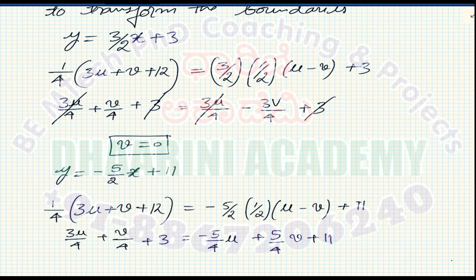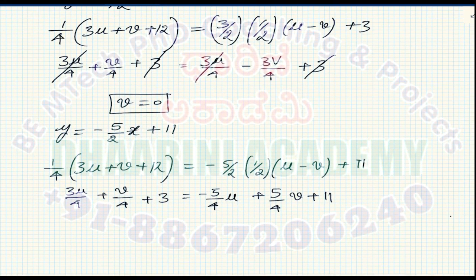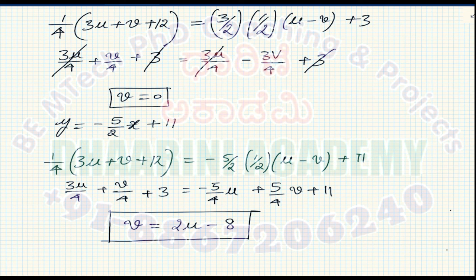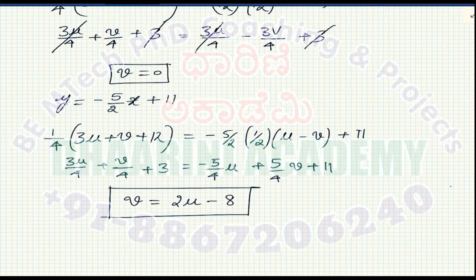Okay, so let us simplify this now. How many v do we have? 5 by 4v minus 1 by 4v, which means it is just v. I'll keep v on one side and move all the other terms to the other side. How many u's do I have? 3 by 4u and 5 by 4u. So 3 plus 5 is 8, 8 by 4 is 2. So this is 2u, and 11 you take to the other side, this is minus 8. All right, I got the second condition. We'll see what all we get, then we'll decide what to do further.